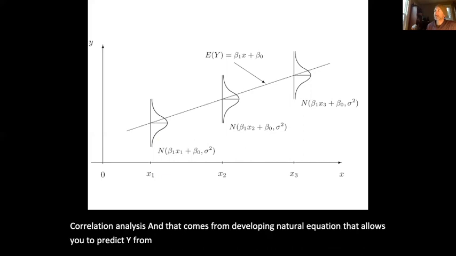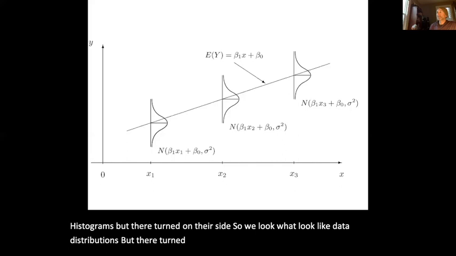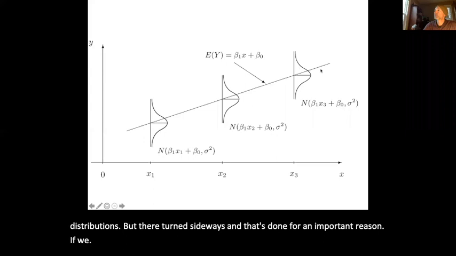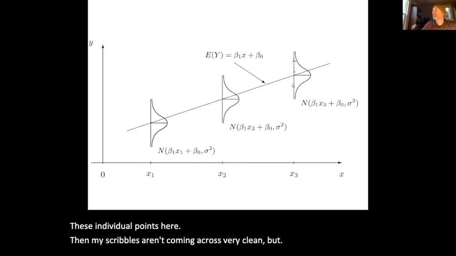So here we have 3 X values, and then we have what look like histograms, but they're turned on their sides, or what look like data distributions, but they're turned sideways. And that's done for an important reason. If we look across these individual points here, and my scribbles aren't coming across very clean, but let me try them again.